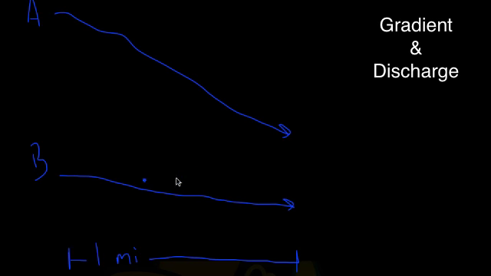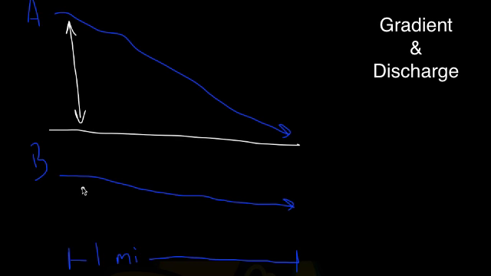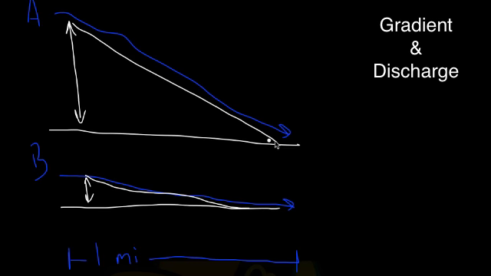Notice that River A is much steeper than River B. It's said to have a higher gradient. And what that means is it has a greater change in elevation over this 1 mile distance, over that measured distance. So it has a bigger vertical drop than River B does, given that same distance. If we were to put a little triangle on this, you'll notice that River A has a much higher slope than River B. River B has a very gentle slope. River A has a very high slope. So it has a higher gradient.